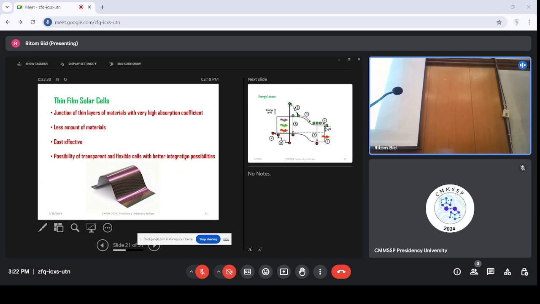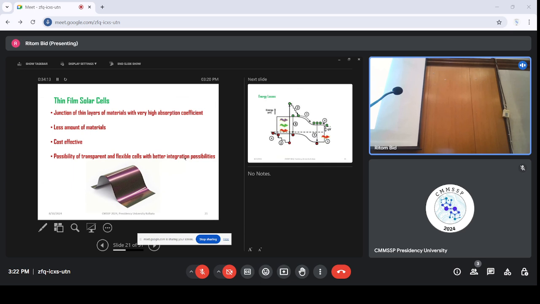Junctions of thin layers of material with very high absorption coefficients need less material, so it is cost effective obviously, and there is a possibility of transparent and flexible cells with better integration possibilities. You know that silicon solar panels you have to put on your rooftop, and a lot of space is required. So you can integrate a thin layer of coating on the wall of your house, and that can generate power. So that may not be so efficient, but that is technologically important.